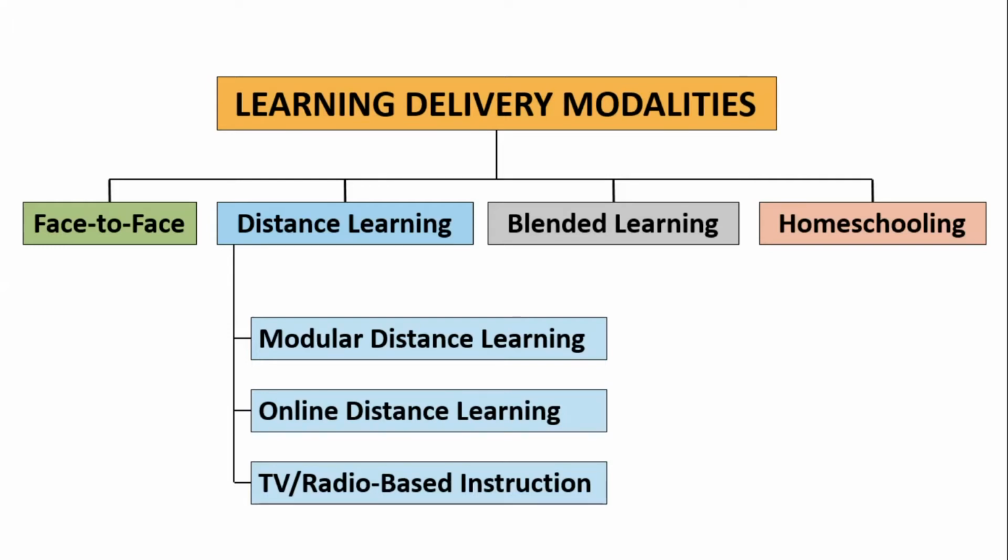The plan describes 4 learning delivery modalities which the schools may choose to adopt or combine, depending on the context, situation, or circumstances. These modalities are displayed on the screen, namely face-to-face, distance learning, blended learning, and homeschooling. There are 3 ways on how distance learning may be carried out, which are modular distance learning, online distance learning, and television or radio-based instruction.